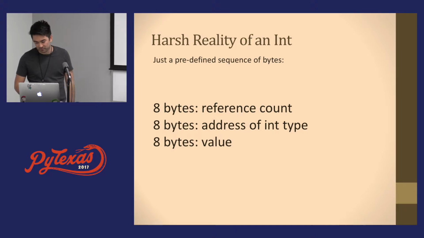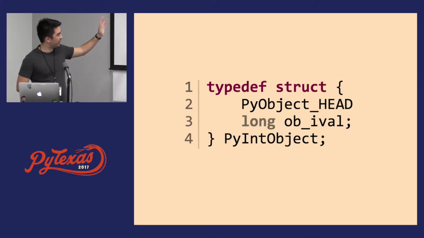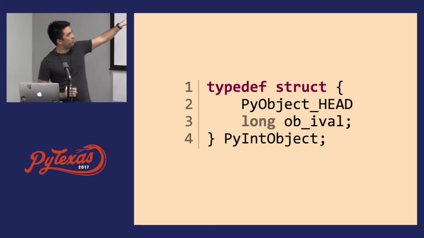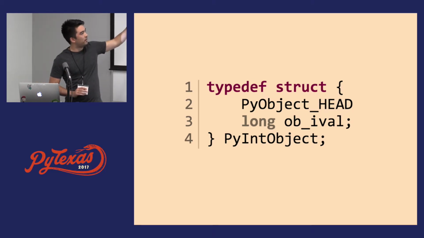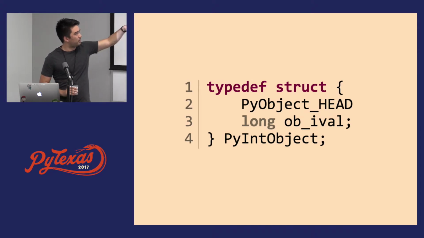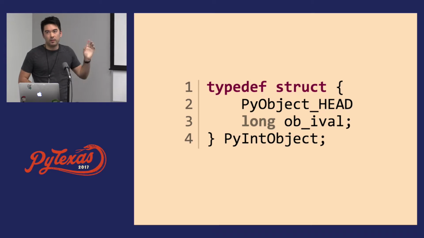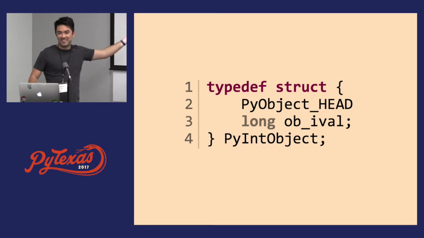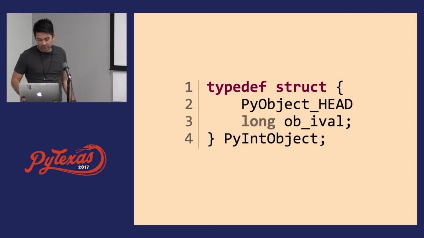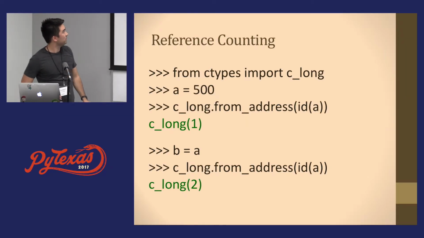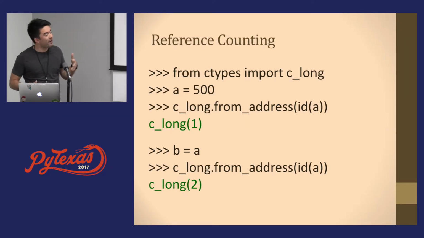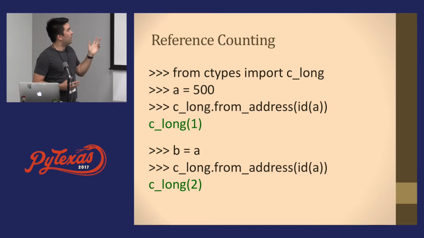No metaphors. In case you're curious, this is what the underlying C code looks like. The reference count and the type address are in that PyObject head, and then there's the value at the end. Only reason I bring this up is just because it's nice to see sometimes that, again, it's not that complicated. It's just like 3 lines or 4 lines of C code. So let's just take this for a test drive and see that this is working.